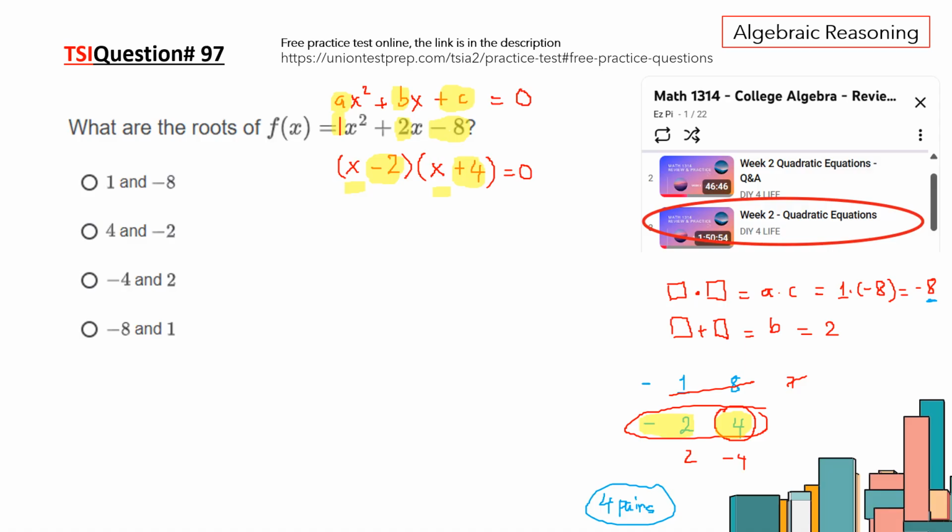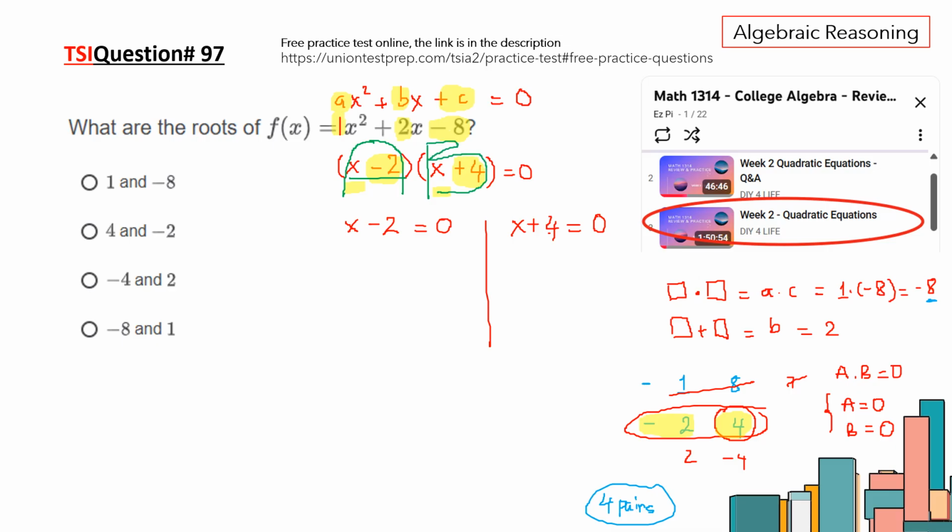Remember, if we have a times b equals 0, we solve for a equals 0 or b equals 0. Then we know our answer, right? So we set x minus 2 equal to 0, and we set x plus 4 equal to 0. My a in this case is this one, that's my a, and this is my b, equals 0. Now I set my a equals 0 or my b equals 0.